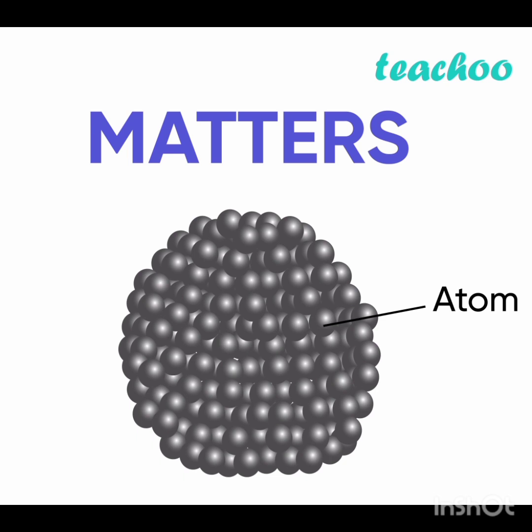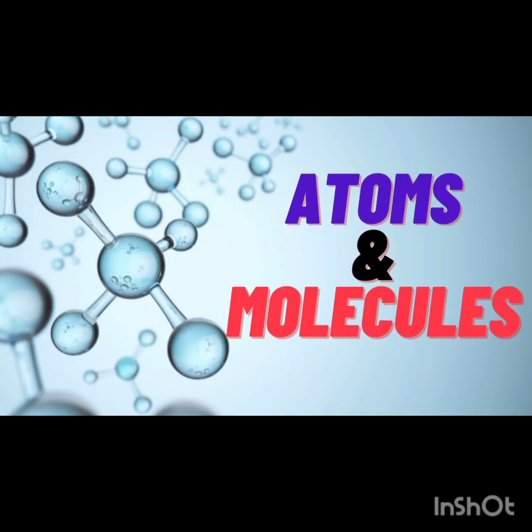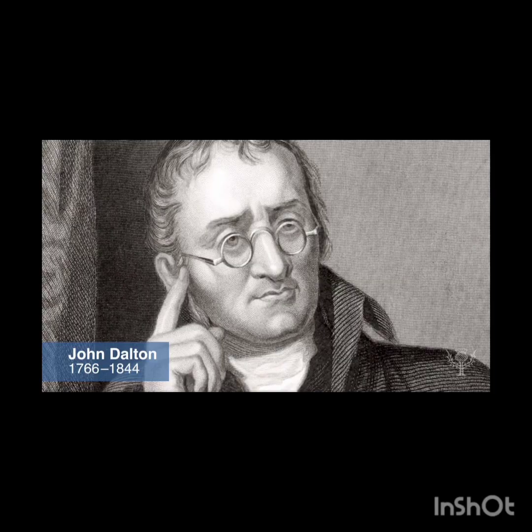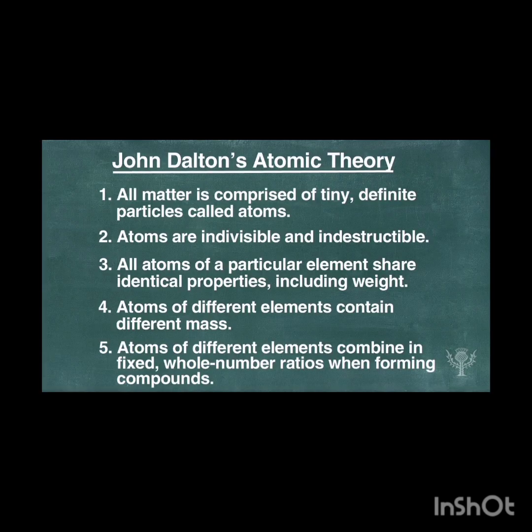So in today's class we are going to discuss our next chapter, which is called atoms and molecules. What is an atom? An atom is the smallest particle and it is indivisible. It is also called the basic unit. We can even call it the building block of all matter. As we said, all matter is made up of atoms. Let us discuss atoms in detail. Here, our scientist John Dalton has given us an atomic theory. Here we have 5 points about the atom and we will discuss them in detail.